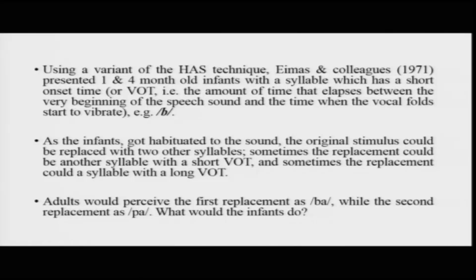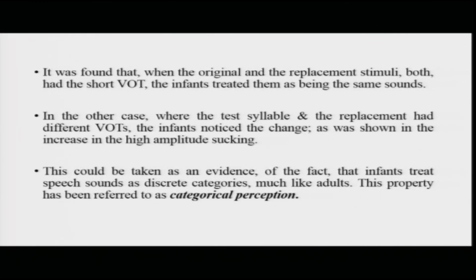How would infants perform on this? Let us check. It was found that when the original and the replacement stimuli both had short voice onset times, the infants treated them as the same category, much as the adults do. In the other case, where the test syllable and the replacement had different voice onset times, the infants were able to correctly classify them as being different. So you see, infants are also perceiving sound or perceiving phonemes in much the same manner that the adults are doing.